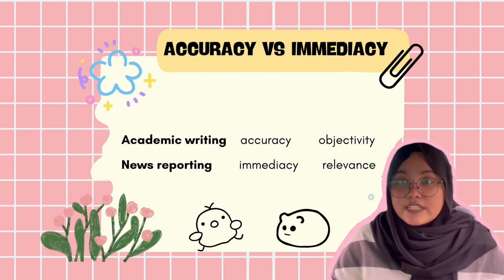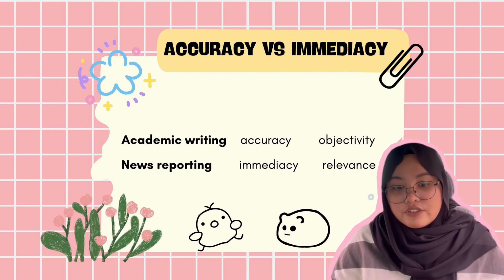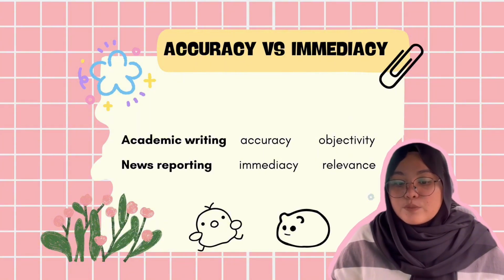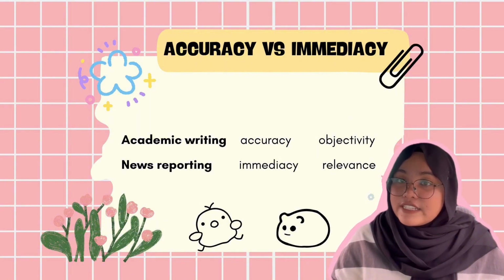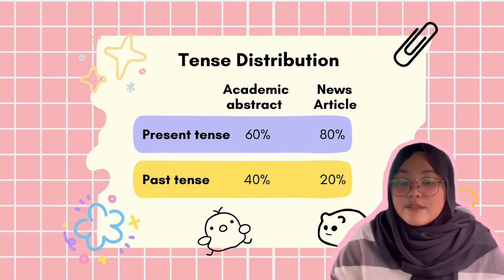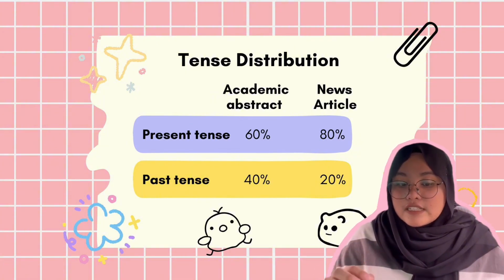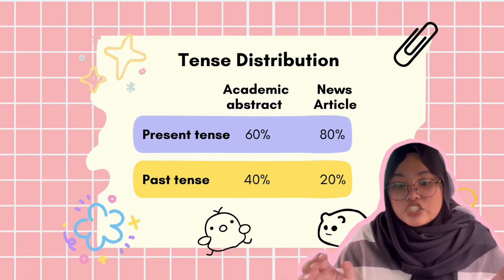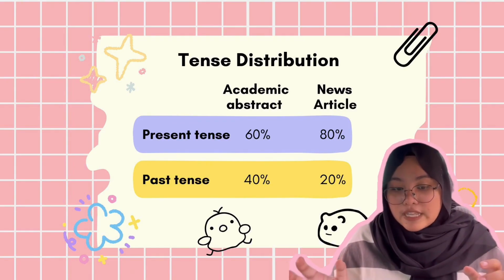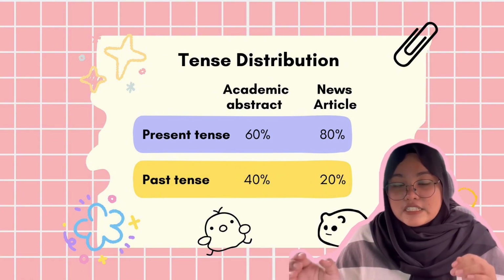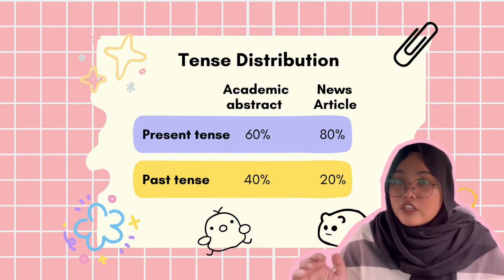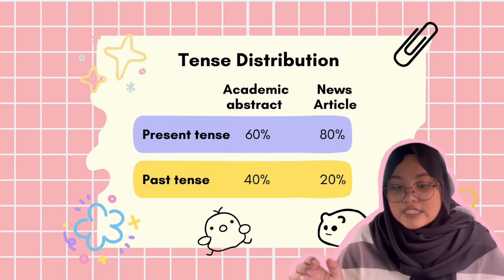Academic texts prioritize accuracy, objectivity, and general validity, while news texts prioritize immediacy and relevance to current events. The academic abstract shows a balanced use of present and past tense. The present tense, 60%, is used to state general facts and research aims, while the past tense, 40%, reports complete research actions. This supports accuracy and objectivity by distinguishing established knowledge and specific methodologies.